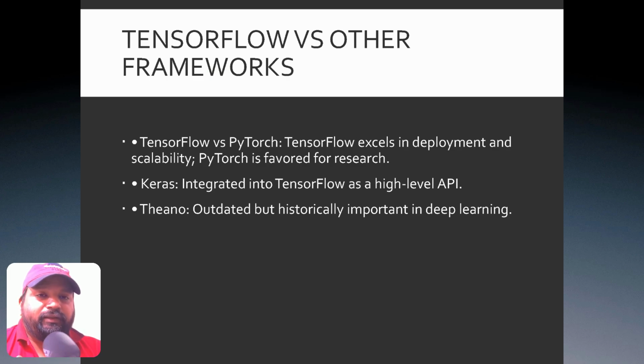There are also other libraries like Keras. Keras was originally separate from TensorFlow, and now it's fully integrated with TensorFlow, and it is used as a high-level API. The third one is Theano. It was one of the earliest libraries, and now it is not widely used. So we can say there are two main libraries, TensorFlow and PyTorch, for deep learning and neural network training, and Keras is now integrated with TensorFlow.